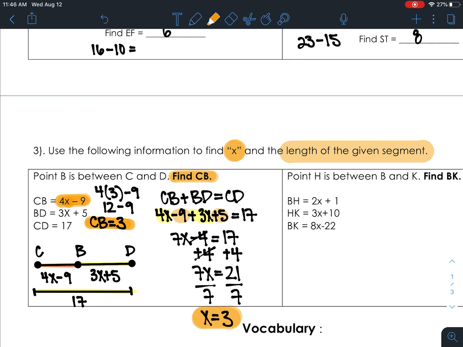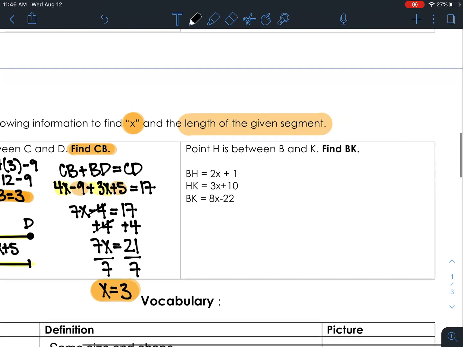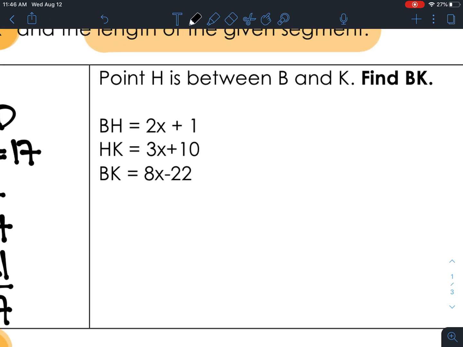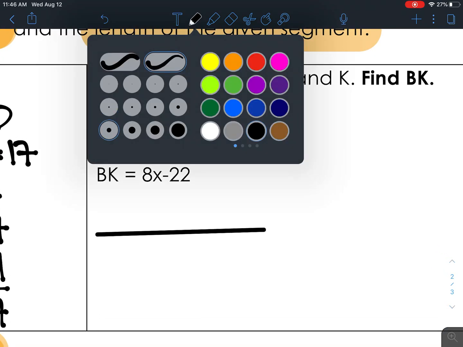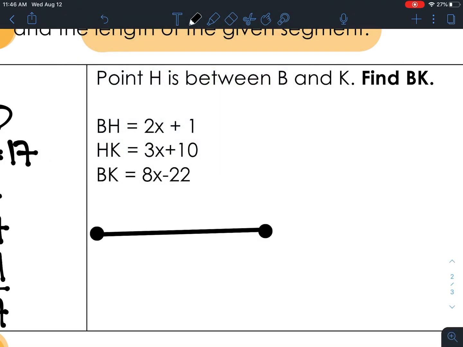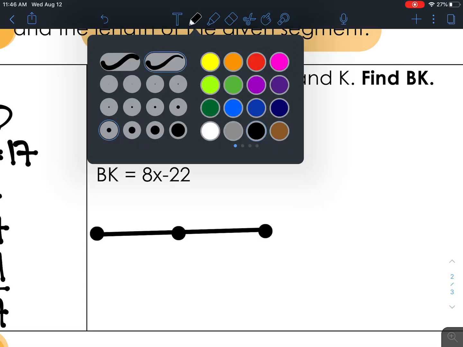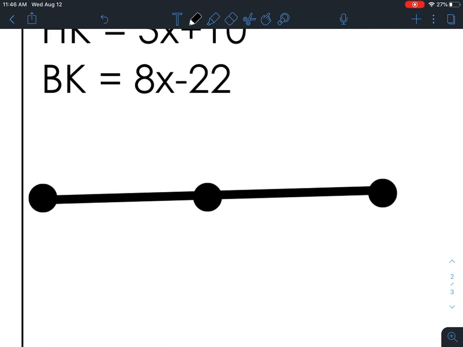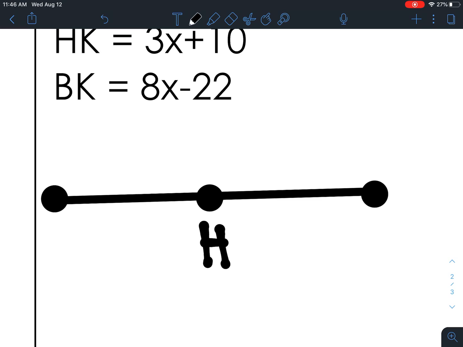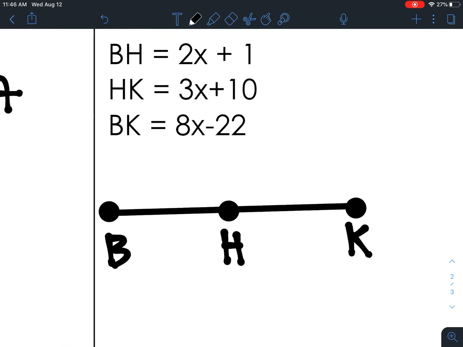Let's try the next one, all right? So let's draw our picture, and it says point H is between B and K. So I'm going to go ahead and draw that. So put my endpoints and the point in between. All right, and remember, that's not right in the middle. All right, it's just somewhere in between, okay? And it says H is between B and K. So I have H, B, and K.